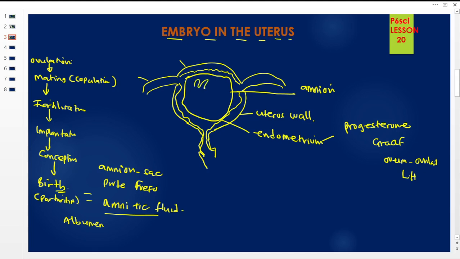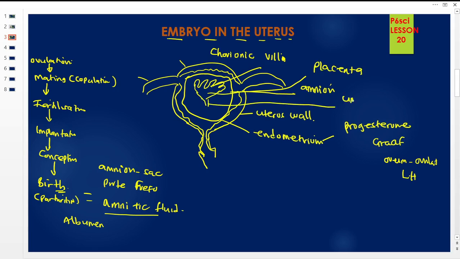Now there we are having the finger-like structures, and these finger-like structures are called the villi, and these villi are called chorionic villi. Then the villi are going to form a part here, and this part formed here is what we call the placenta. Now the placenta is going to form a tube, and this tube here is what we call the umbilical cord. Now here we are going to have our fetus. Now this one is the fetus. It's not called a baby, it is called the fetus.